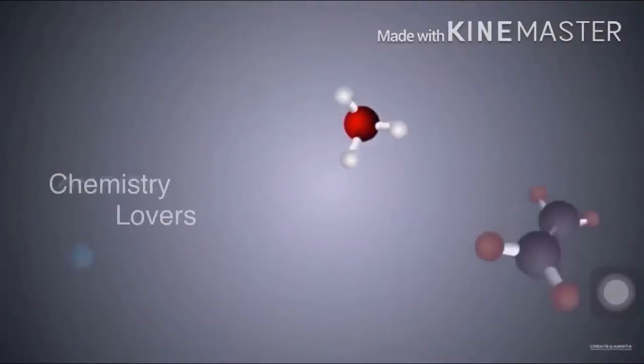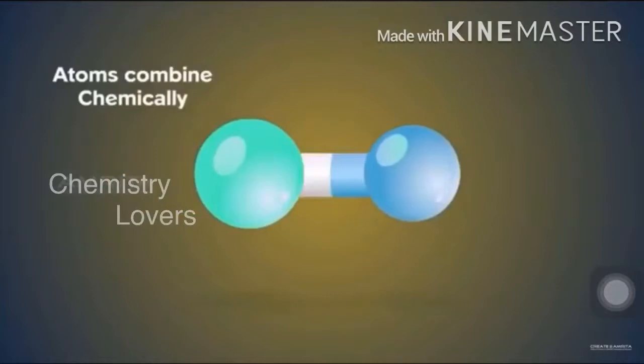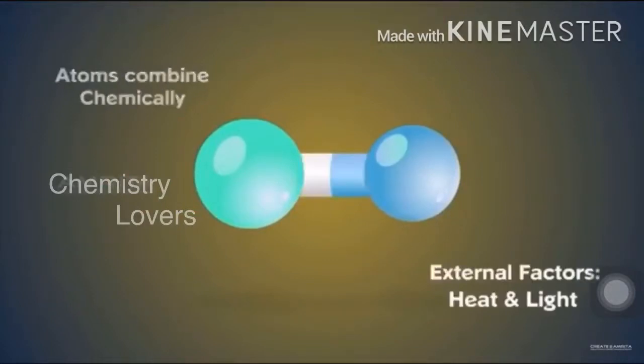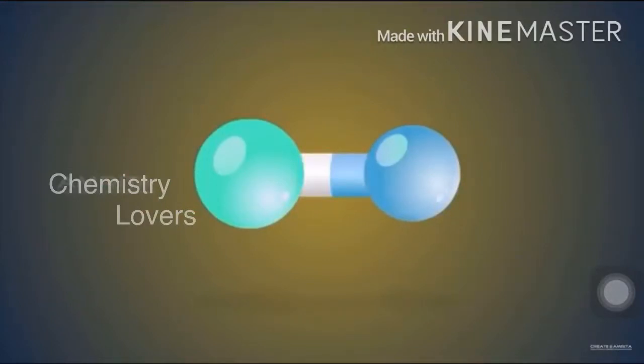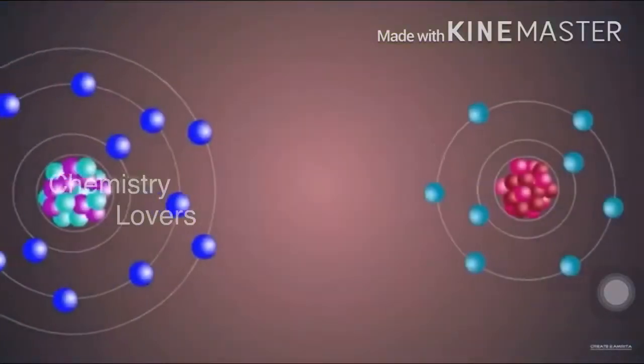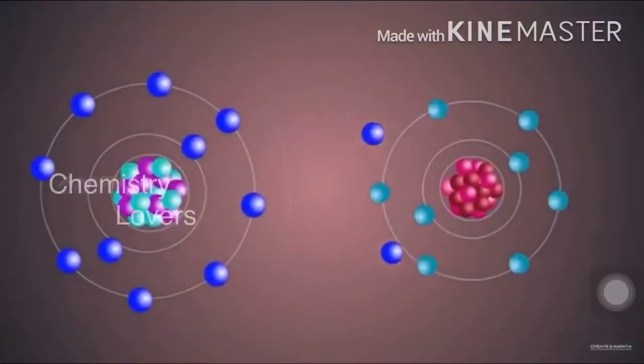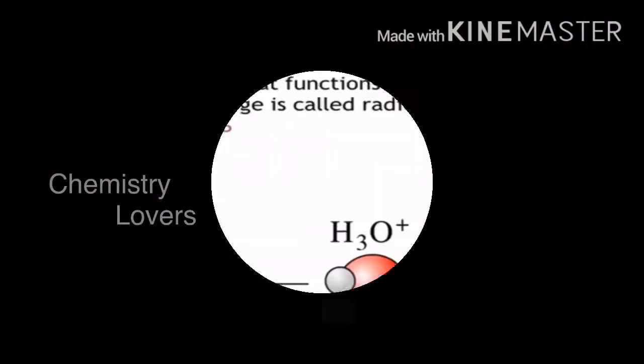So in the formation of a molecule, two atoms combine chemically, and one atom loses its electron and the other one gains those electrons, and they combine and form a molecule.